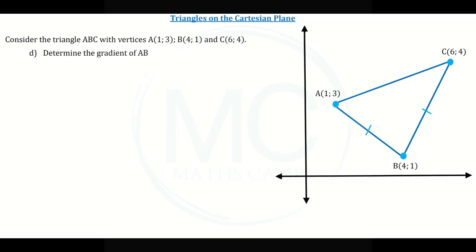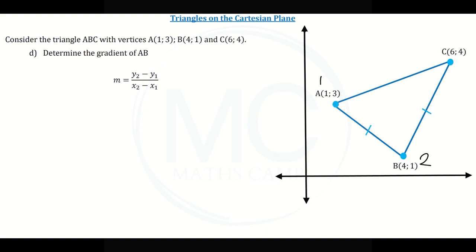Part D says determine the gradient of line AB. To determine the gradient, we need to use the gradient formula. m is equal to y2 minus y1 over x2 minus x1. We want to find the gradient of side AB. So let's make A our first point and B our second.